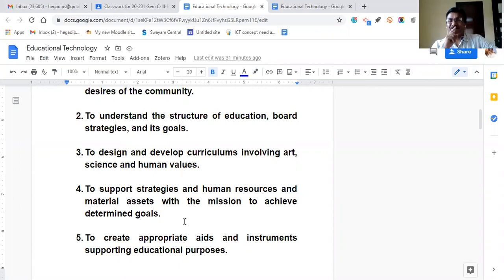Okay, so therefore to support strategies and human resources and material assets with the mission to achieve the determined goal. One thing we have to understand: the goal is there, then how to reach the goal? ಒಂದು ಕಡೆ ಗೋಲ್ ಇದೆ, ಸೇ ಫಾರ್ ಎಕ್ಸಾಂಪಲ್ ಇಲ್ಲಿ ಗೋಲ್ ಇದೆ ಅಂತ ತಿಳ್ಕೊಳ್ಳೋಣ. ಹಾಗಾದ್ರೆ ಈ ಗೋಲ್ ಅನ್ನ ರೀಚ್ ಹೇಗೆ ಮಾಡಬೇಕು? ಅಂಡರ್ಸ್ಟ್ಯಾಂಡ್ ಮೈ ಪಾಯಿಂಟ್. Some vehicle is needed. Okay, to reach the goal, some vehicle is there. So therefore, mission is important. One is goal, another one is mission.